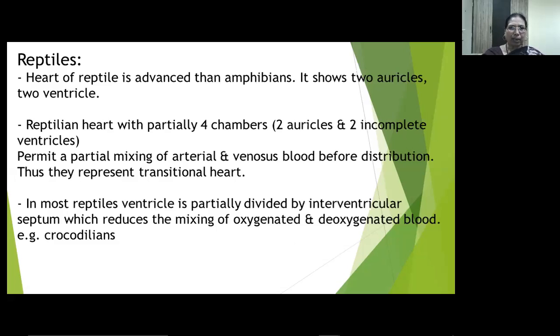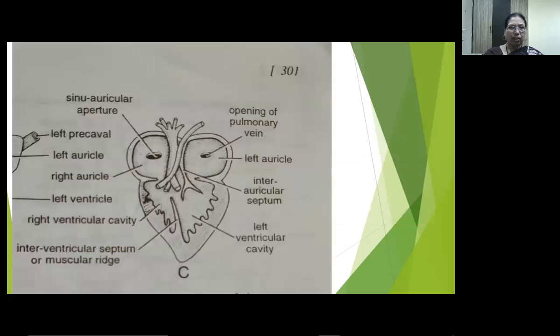In most reptiles, the ventricle is partially divided by an interventricular septum, which reduces the mixing of oxygenated and deoxygenated blood. For example, in crocodilians. In reptiles, for example in the lizard, this is the triangular heart. It shows two auricles and one ventricle. In between the auricles, there is an interauricular septum.